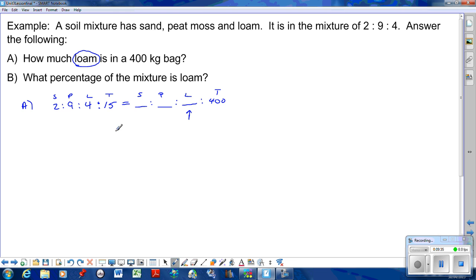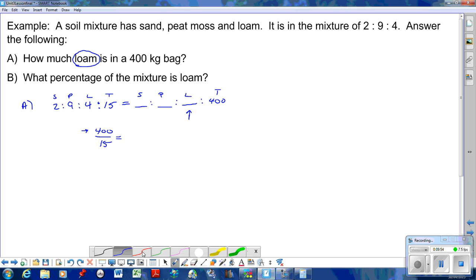So how do we solve it? Same steps as we did on the previous slide. I take the number that's by itself, so the 400, and I'm going to divide it by its matching term, which is the 15. So I need to do 400 divided by 15. And we end up with 26.67.